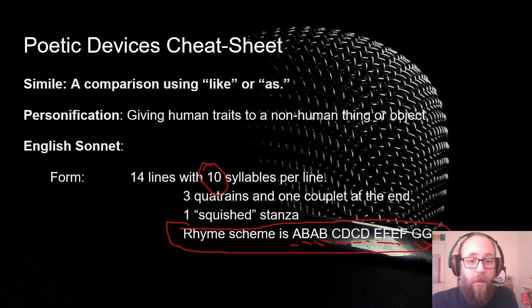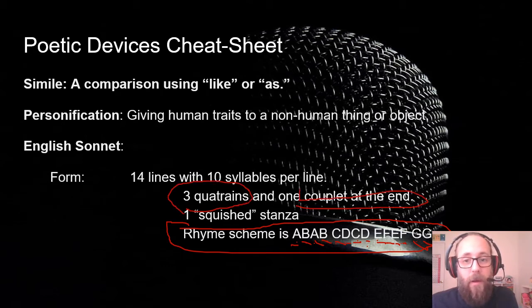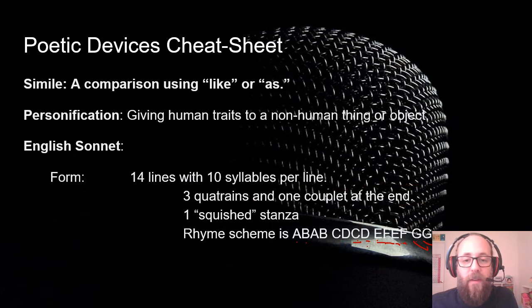Okay? Now, you think that's enough, but look, it's also made up of 3 quatrains and 1 couplet at the end. Now, whoa, that's ugly. If you look at your cheat sheet, you should be able to figure out what these terms mean. I'm not even going to define them for you. Okay? 3 quatrains and 1 couplet. It's all presented as one squished stanza.